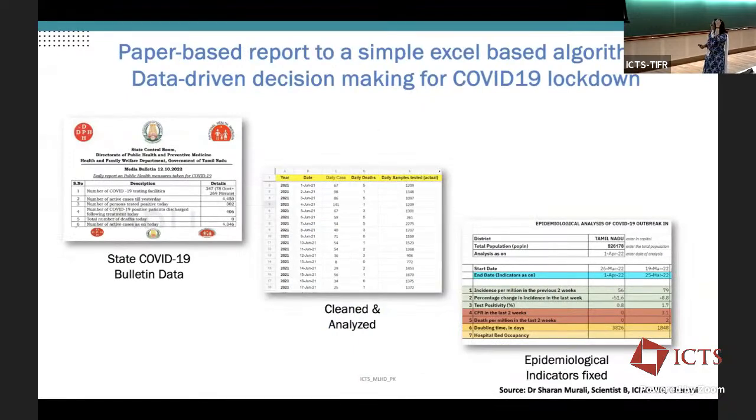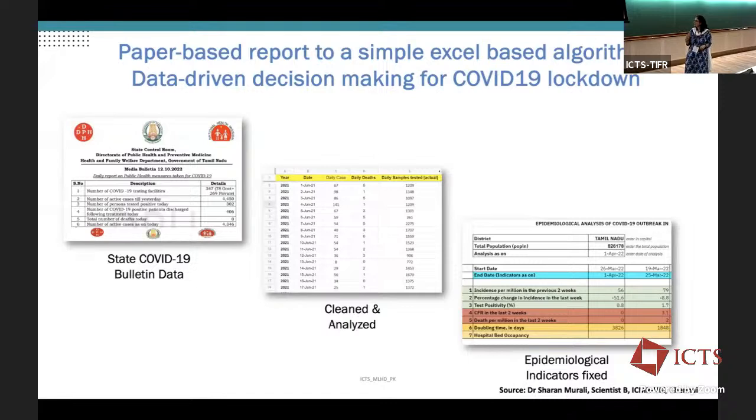So I just want to share another example from our own experience, and this is not using any ML technique, but what I want to tell you is that use of data, even using very simple methods, can give us deeper insights. Quite often, the data is available in paper form or in PDF reports. You don't always have data in Excel sheets in India. So this is the work that Sharan, who's here in the workshop, was doing during COVID.